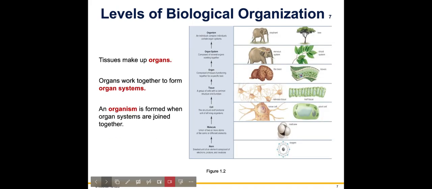If I then have a bunch of different tissues that work together, then I can have an organ. For example, I could have nervous tissue and epithelial or skin type tissue, and I could have fat or adipose tissue all working together for a job, and then that organ is called the brain. Organs that work together are called organ systems. So I may have something like the brain, spinal cord, and nerves. And then that's the nervous system.